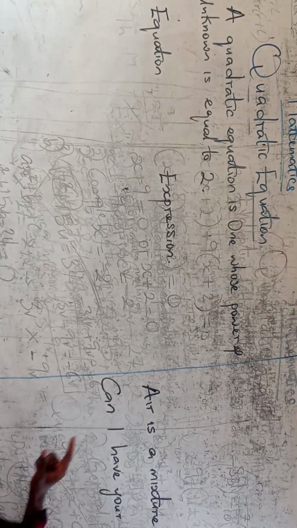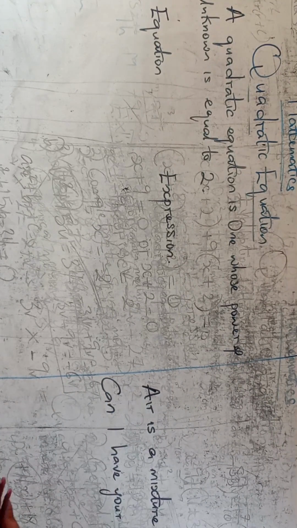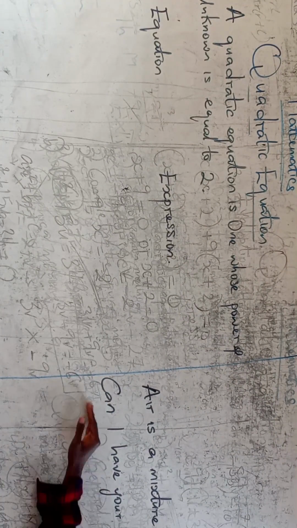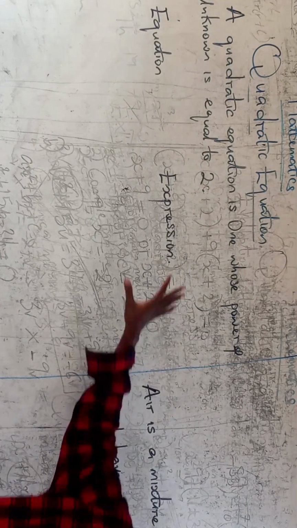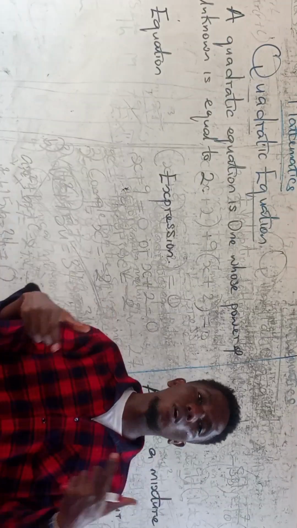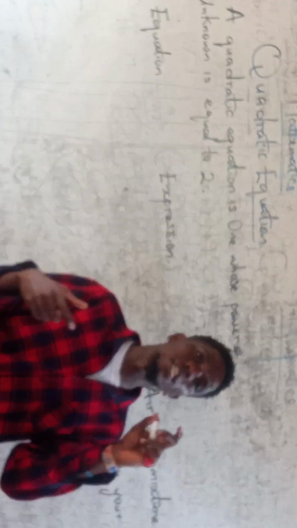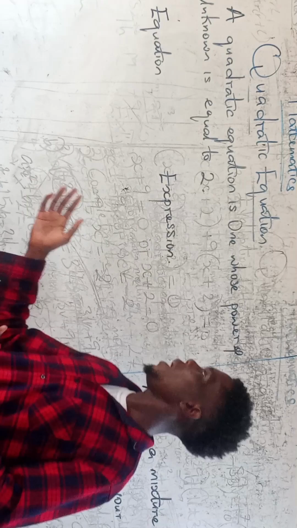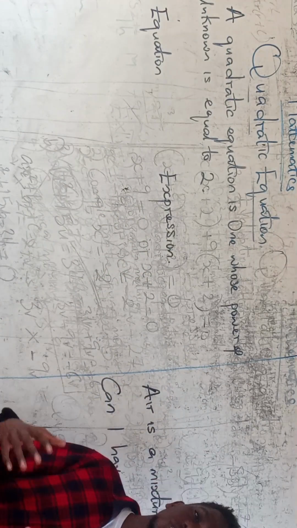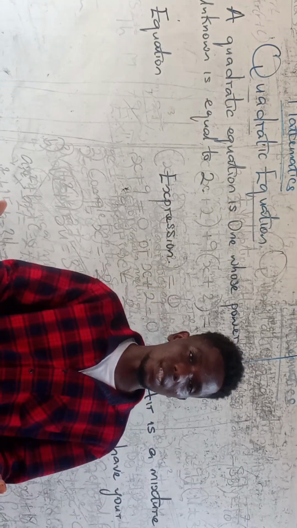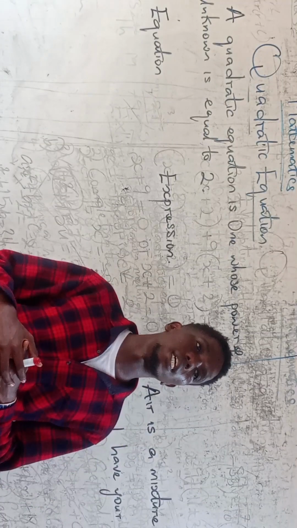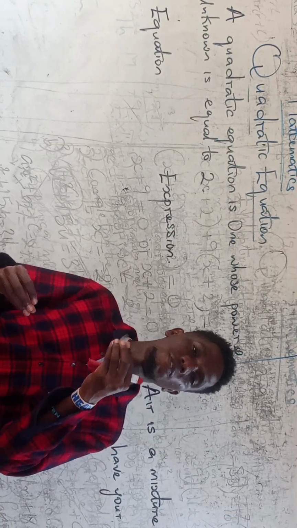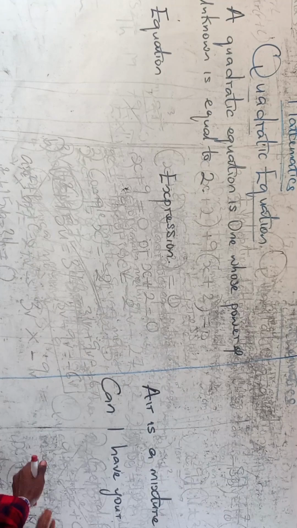Now, looking at the second one, can I have your pen? This is not a statement, this is like a question. So you can't really tell if this is true or false. So an equation is more or less like a statement. Alright, so an equation can either be true or false. While an expression, as the name implies, simply expresses something. You can't tell if it is true or false. In the case of this one, can I have your pen? I can't say whether that is true or false. Are you with me now?